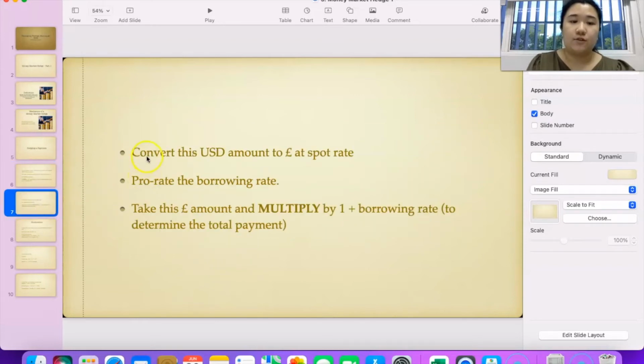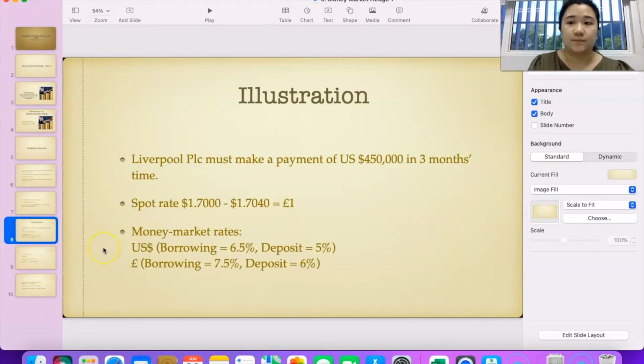Okay, then you convert this USD amount to pounds at the spot rate. Then you have to prorate the borrowing rate because we are borrowing in pounds. Then the last step is to take this pound amount and multiply by 1 plus borrowing rate to get the total payment.